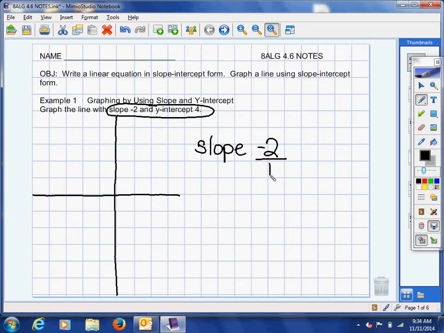We want to create a fraction. If it's not already in fraction form, we want to make our slope a fraction. Why is that? Because we want to make it in rise over run format. That's going to be very important. We're going to use rise over run to construct other points on our graph. The other equally important point is that they give us the y-intercept, and we know that our y-intercept is at positive 4.